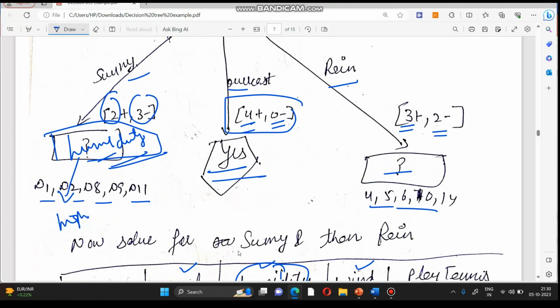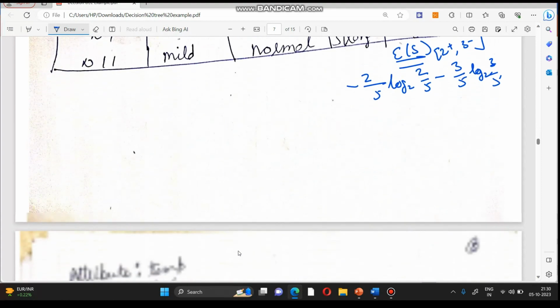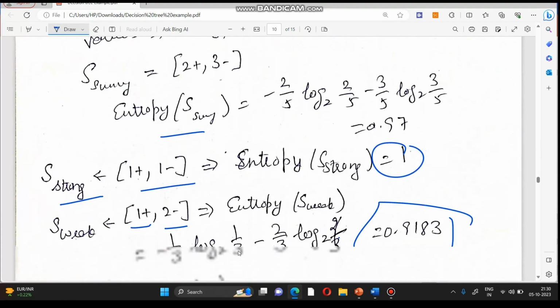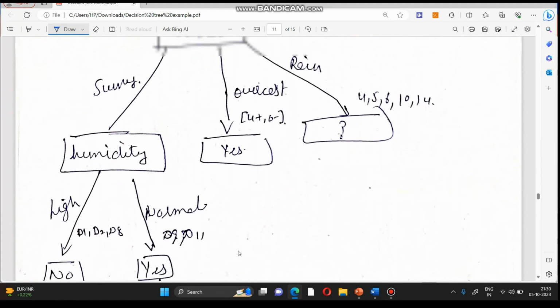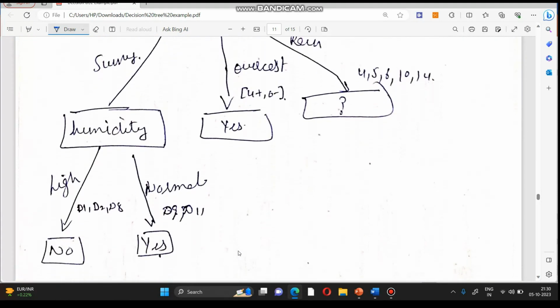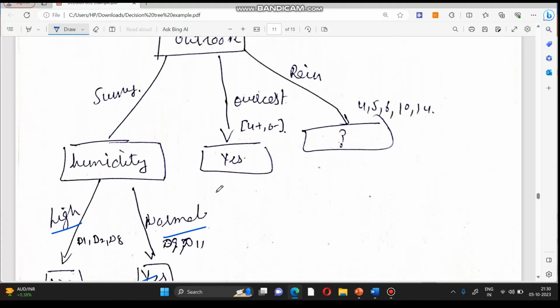One will be for high, another one will be for normal. So based on this, have a quick look at what type of solution we get. We get a solution like this for high and normal. For this we have the values 0 and 0, no and yes, so we have got that decision. It means we need not expand it further. This is known as pruning.